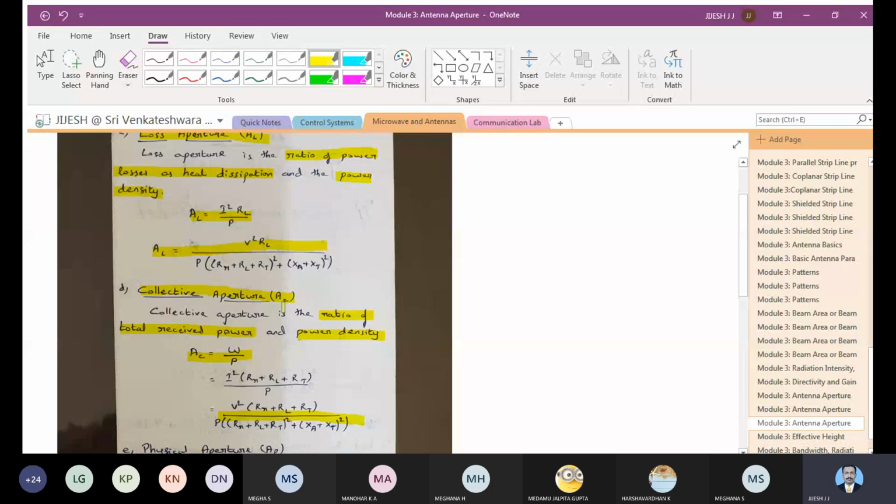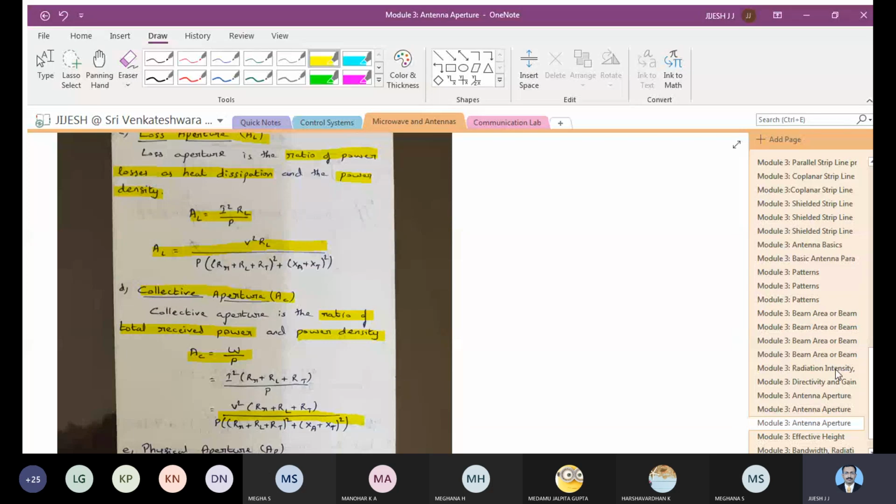So collective aperture is denoted as AC, and it is a ratio of total received power and the power density. AC is equal to V square into (RR plus RL plus RT) divided by P into (RR plus RL plus RT) whole square plus (XA plus XT) whole square.